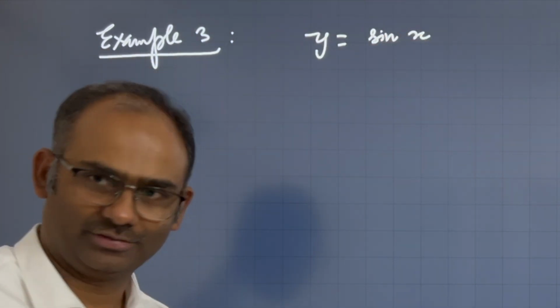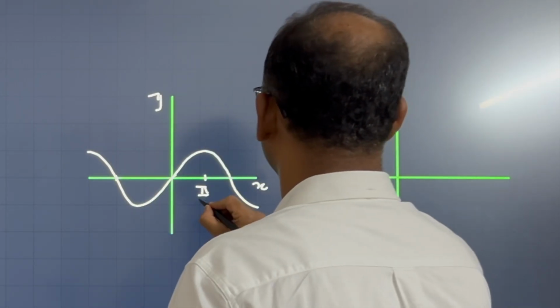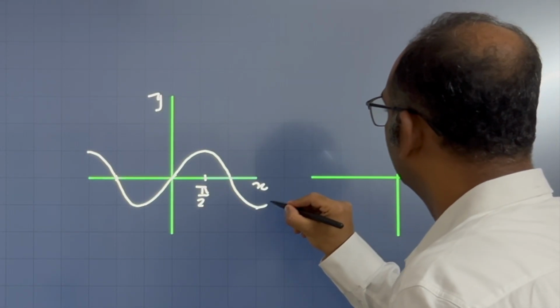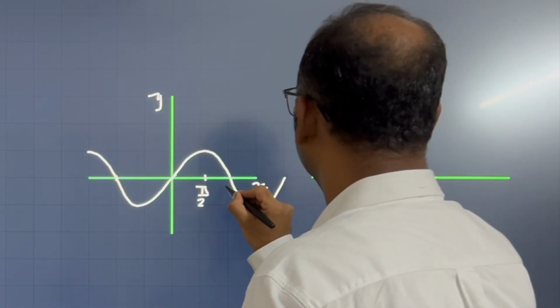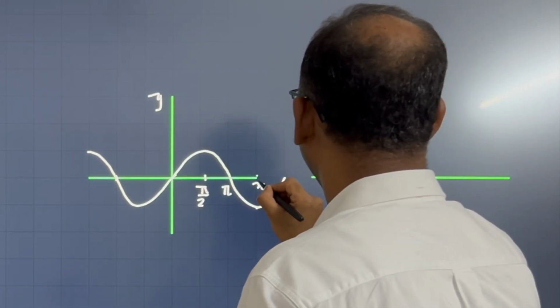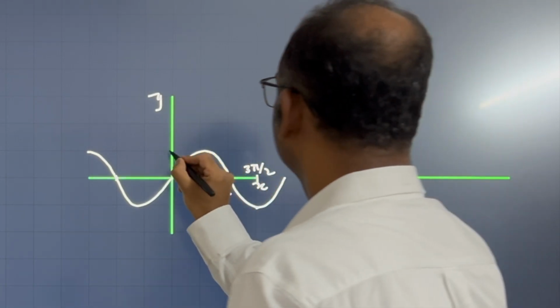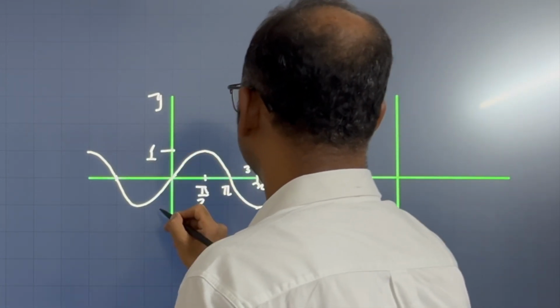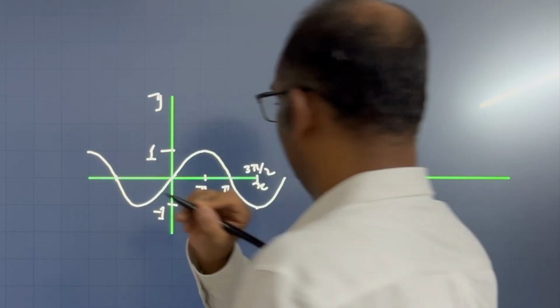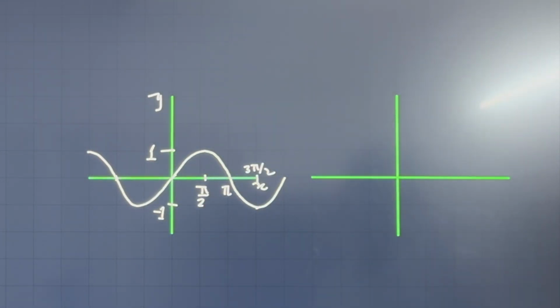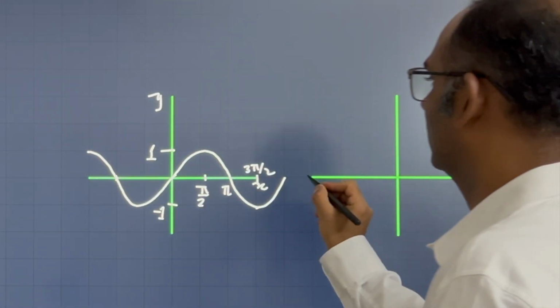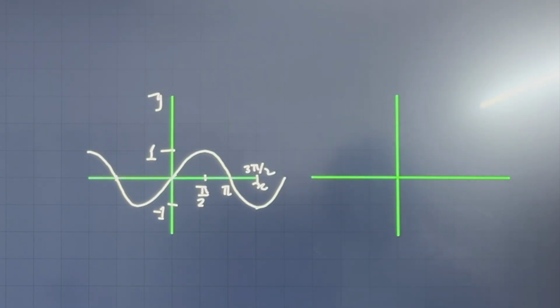y is equal to sine of x. So pi over 2, 3 pi, and this one is 3 pi over 2. Okay, what are the maximum and minimum values? 1, minus 1. Okay, this is the x-axis. Now I will plot the inverse.